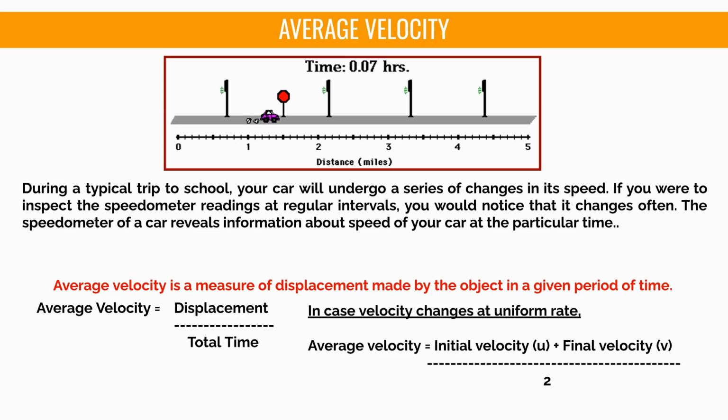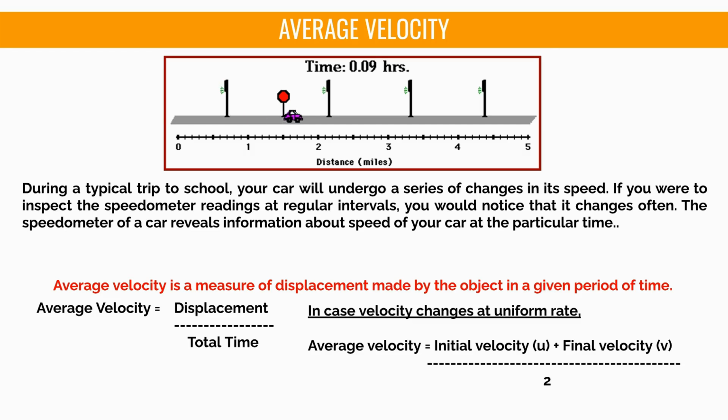Now let's move to average velocity. In real life, vehicles don't move at constant velocity. Their speed keeps changing. So how do we measure overall velocity? We use average velocity. Average velocity is the total displacement divided by total time taken.